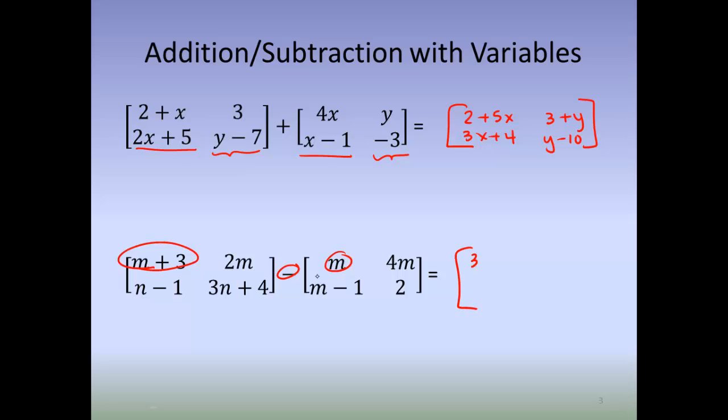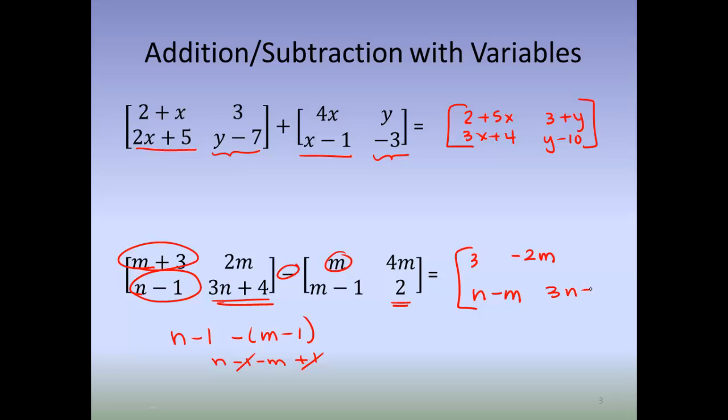Then I have 2m minus 4m, or negative 2m. On this one, I'm going to have (n minus 1) minus (m minus 1). And I chose to put it in parentheses because I'm actually subtracting the entire expression, so I need to be able to distribute that negative appropriately. So I have here n minus 1 minus m plus 1 when I distribute the negative, giving me n minus m. And lastly, I've got 3n plus 4 minus 2, or 3n plus 2 to finish that.